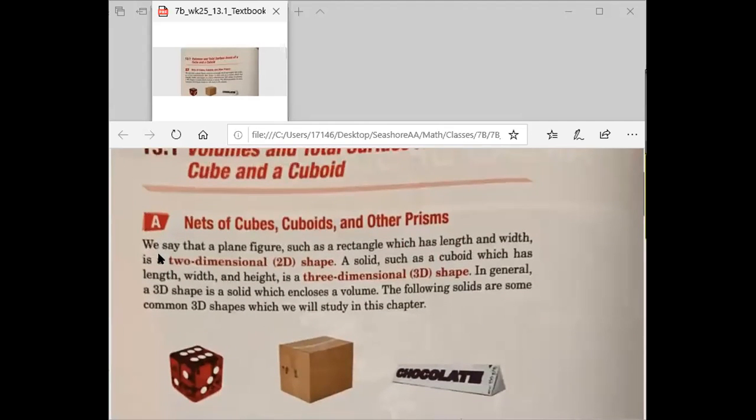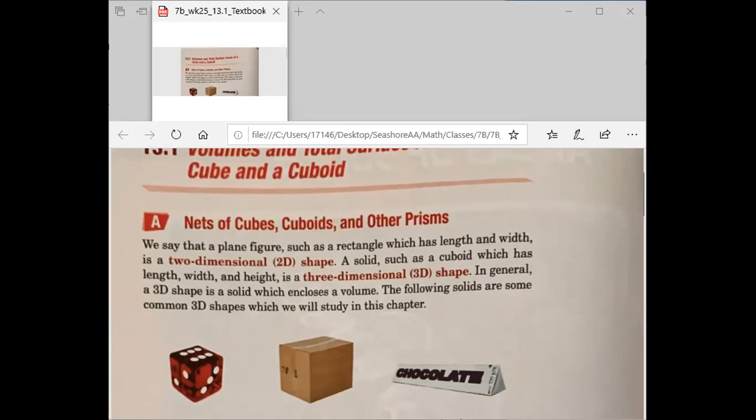Fiona, can you read the definition for the nets of the cubes, cuboid, and other prisms? We say that a plane figure, such as a rectangle which has length and width, is a two-dimensional 2D shape. A solid, such as a cuboid which has length, width, and height, is a three-dimensional 3D shape. In general, a 3D shape is a solid which encloses a volume. The following solids are some common 3D shapes which we will study in this chapter.